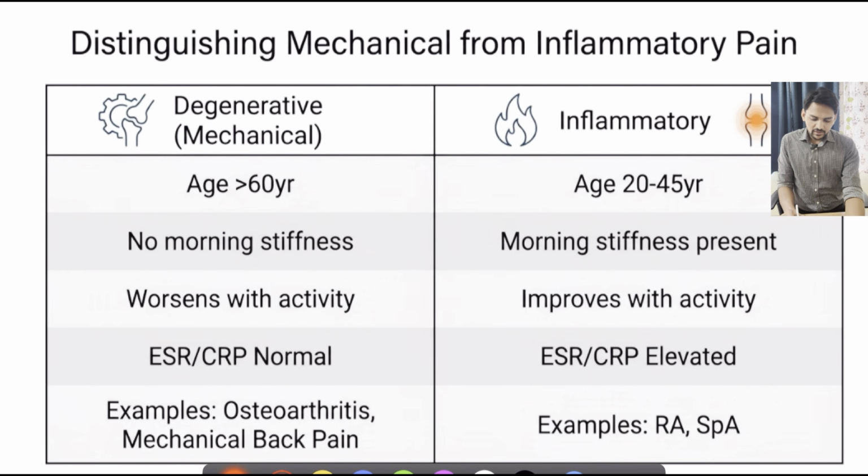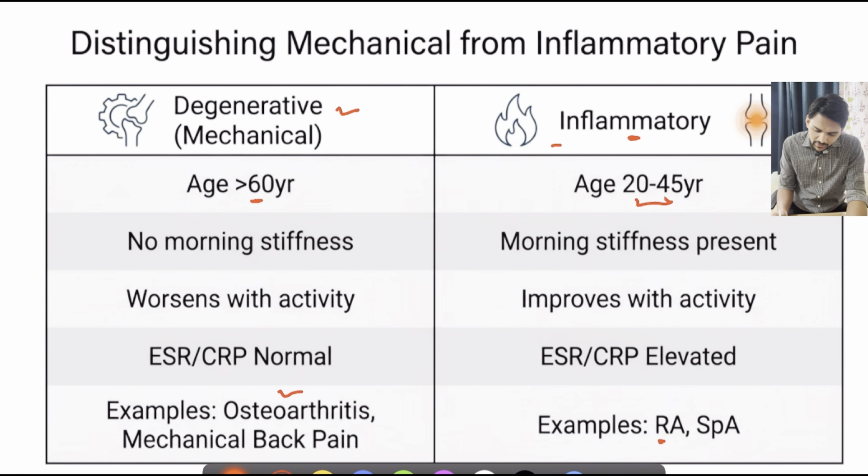So first, if the symptoms are lasting for quite a longer duration, decide whether it is inflammatory or not. The commonest differential will be degenerative or mechanical arthritis, which is non-inflammatory. How do we differentiate the two? Degenerative arthritis, remember osteoarthritis, is commonly seen in the elderly population, for example age more than 60 years. Whereas inflammatory arthritis like rheumatoid arthritis is seen in the age range of 20 to 45 years.